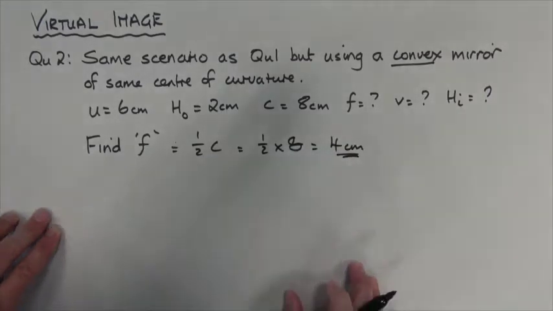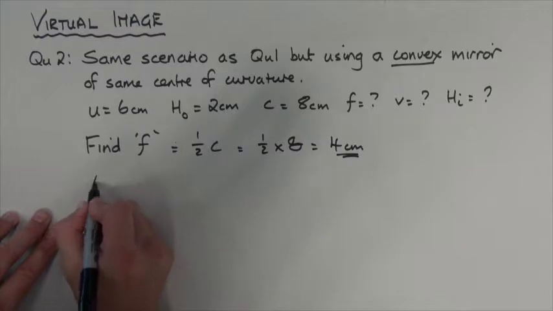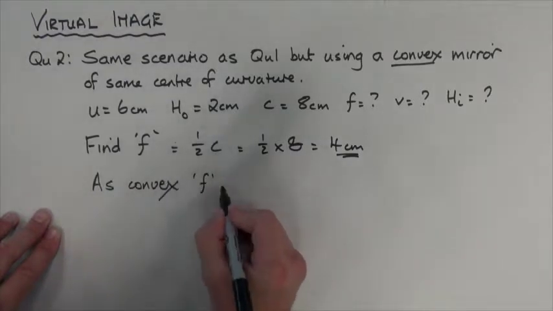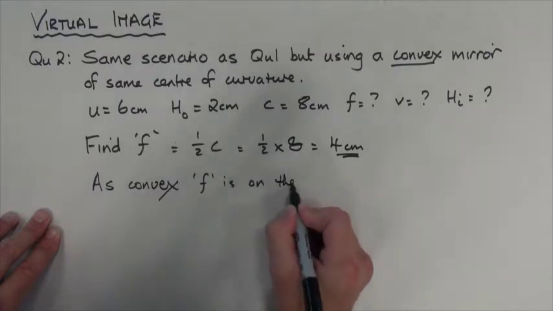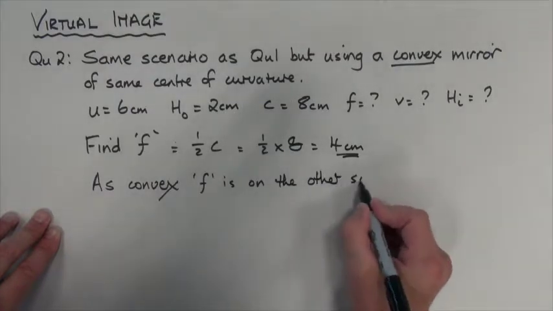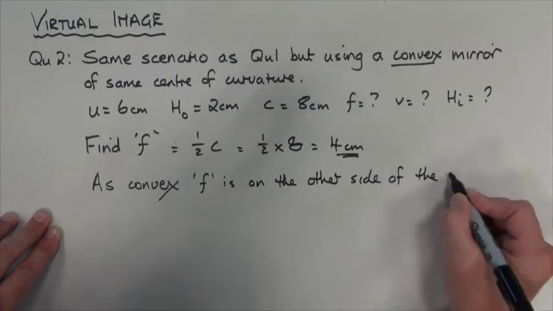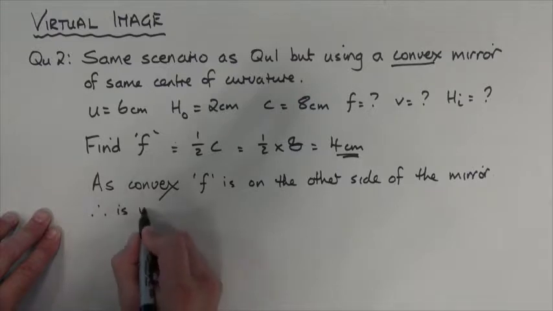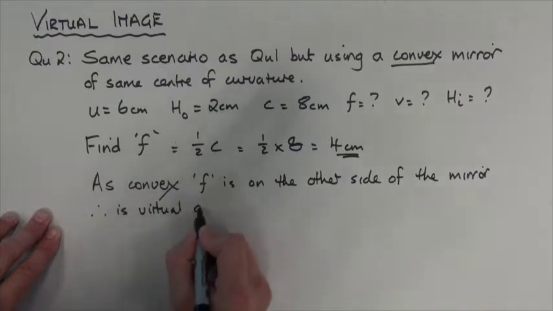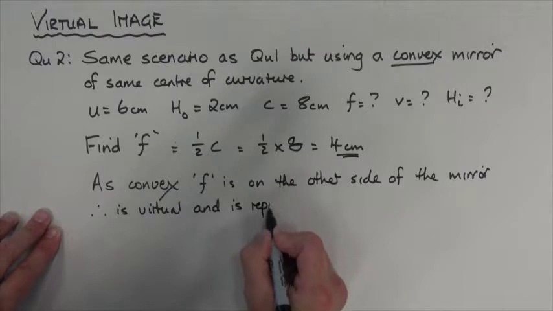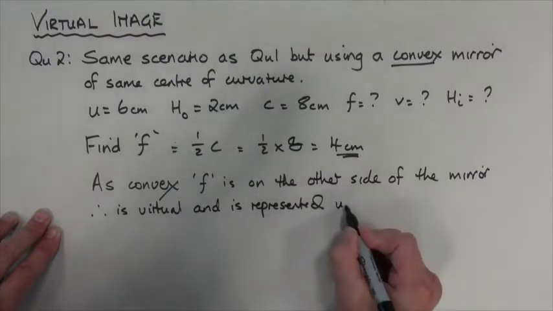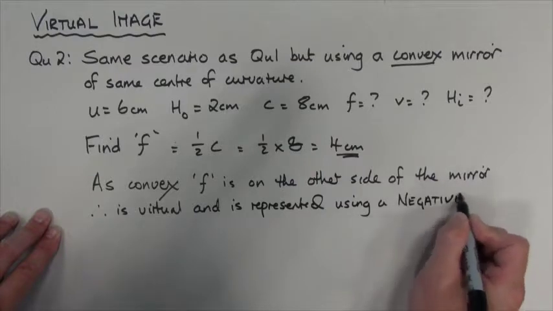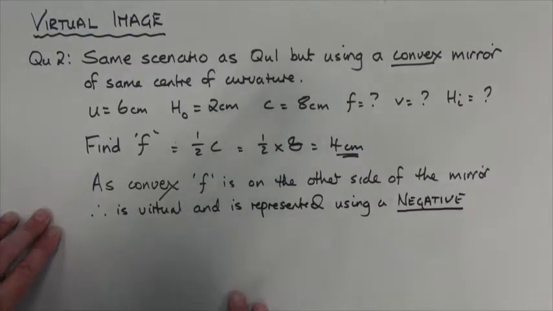Now, the key thing to understand when we're dealing with a virtual image is that the focal point is on the other side of the mirror. So we need a method of showing a displacement on the different side of the mirror. As a result, we make our focal point negative. As it says here, for a convex mirror the focal point's on the other side of the mirror, therefore it is virtual, and is represented using a negative value. So when we include it in the formula, we must make sure that f is negative.